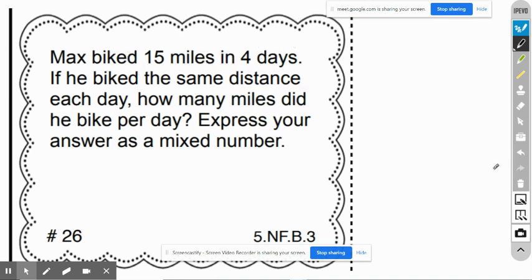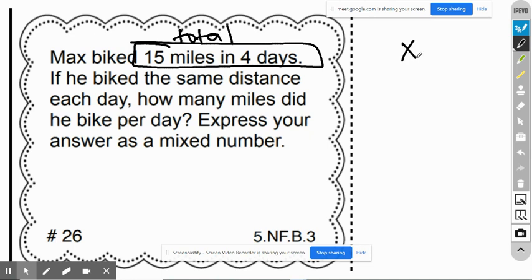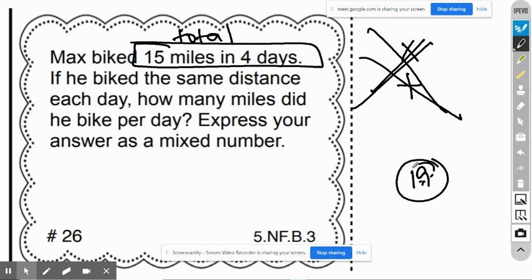So when you read, also ask, what does this 15 miles in 4 days represent? It represents the total. If it is the total, you must not multiply or add. You can't because you already have the total. If you multiply or add, like you had done, Dave, and you got 19, you already get a number that is bigger than the total. So that doesn't make sense. That's your total.